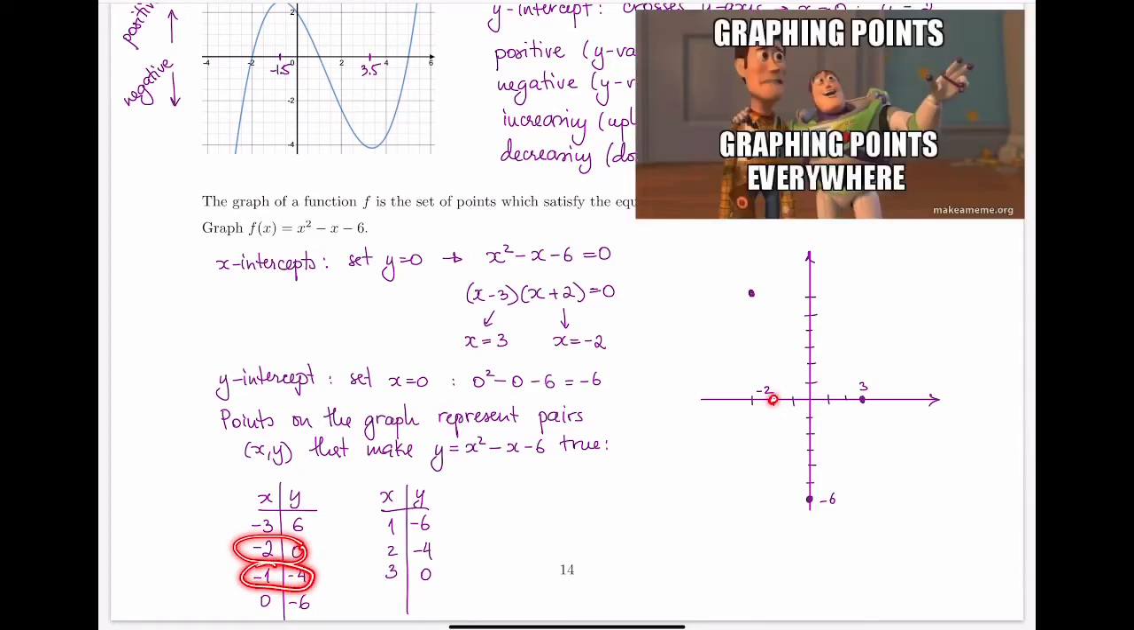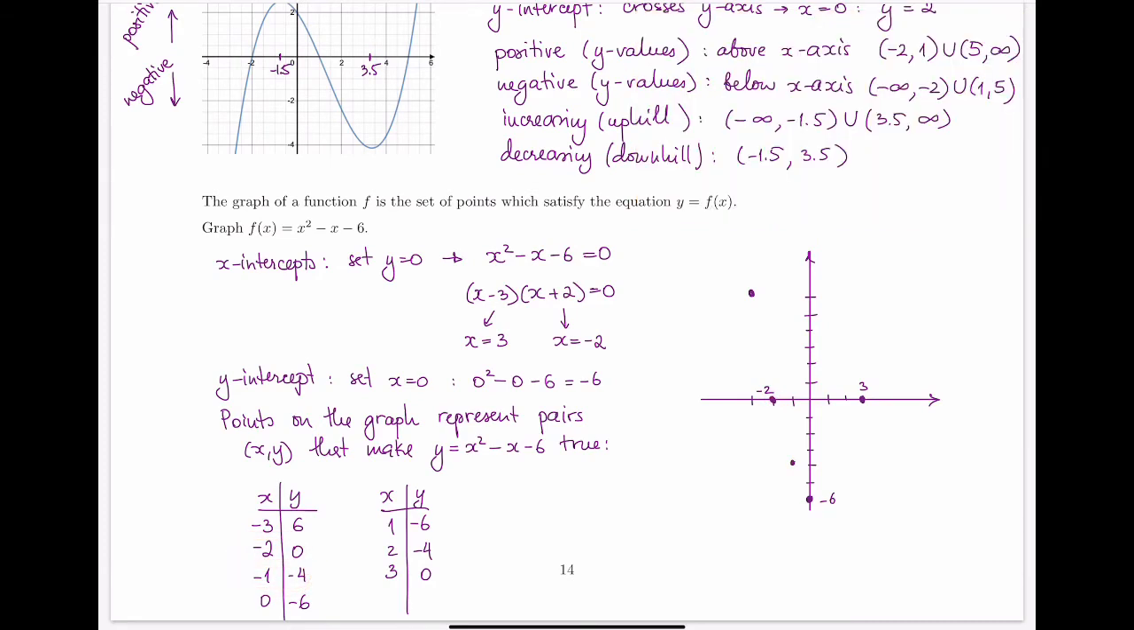The next one is -1, -4. So this point right here, -1, -4, is this guy. 0, 6 I already have on the graph. The next one in my table of values is 1, 6. There we go. So this is my 1, 6. 2 and -4, 2 and -4 right there. 3 and 0 is the point that I already have.